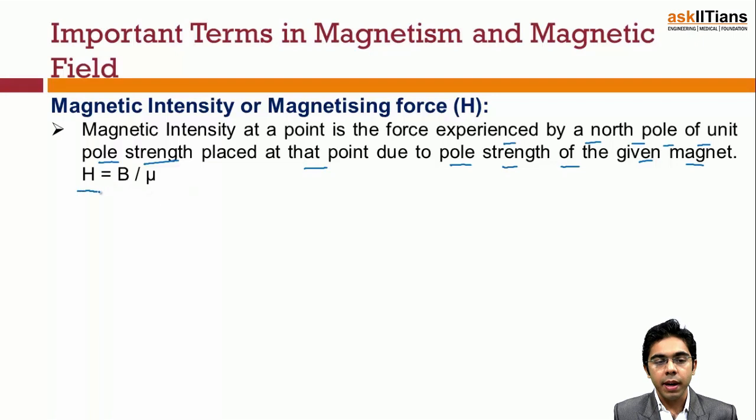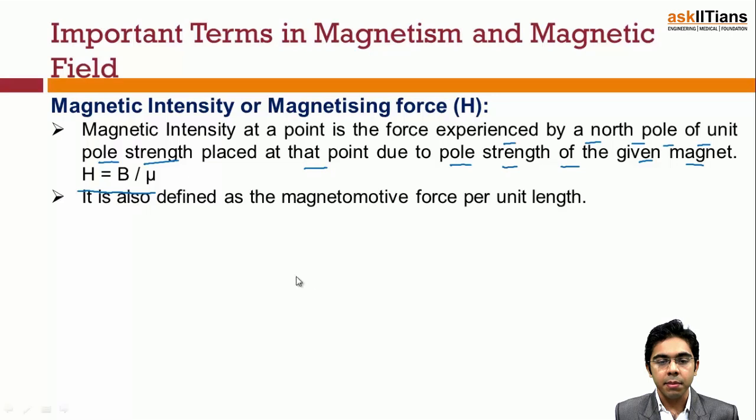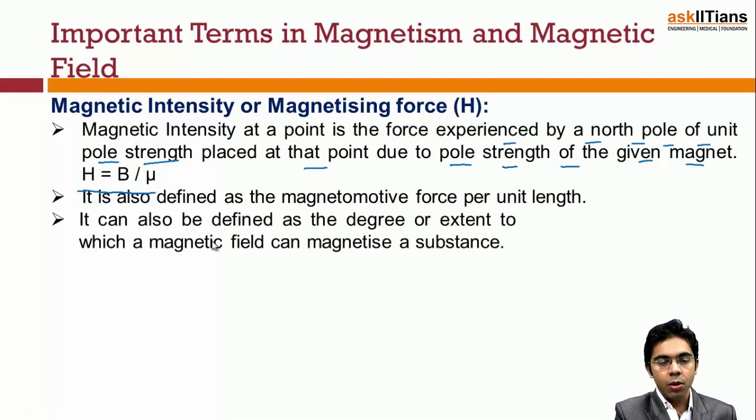We denote this by H equals B by mu, and it is also defined as the magnetomotive force per unit length. There are certain definitions of magnetic intensity, but the first is the common definition that you have to remember. It can also be defined as the degree or extent to which a magnetic field can magnetize a substance. Either you remember this definition or the first one.